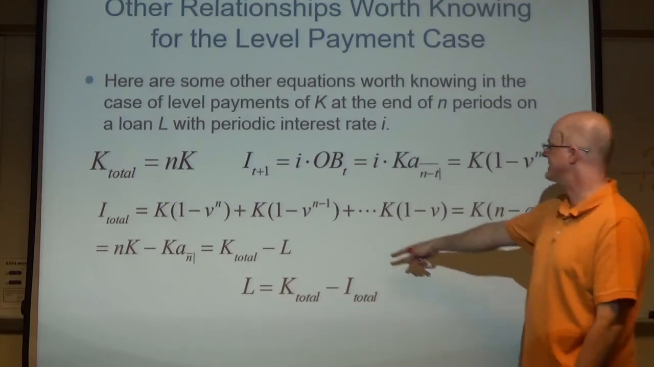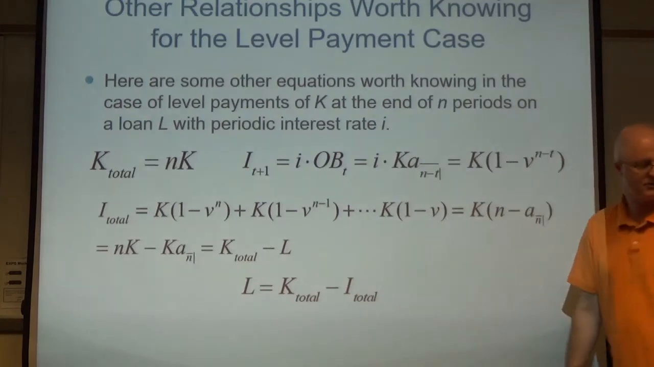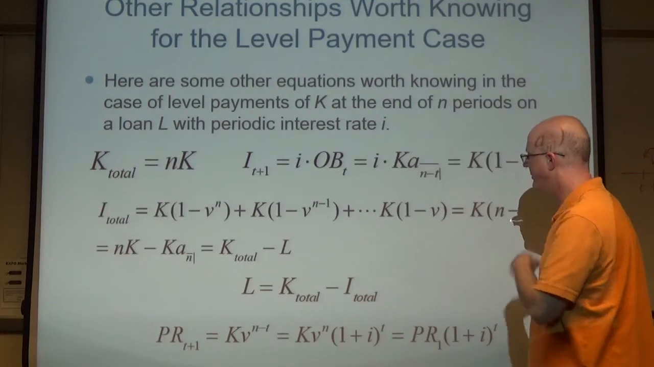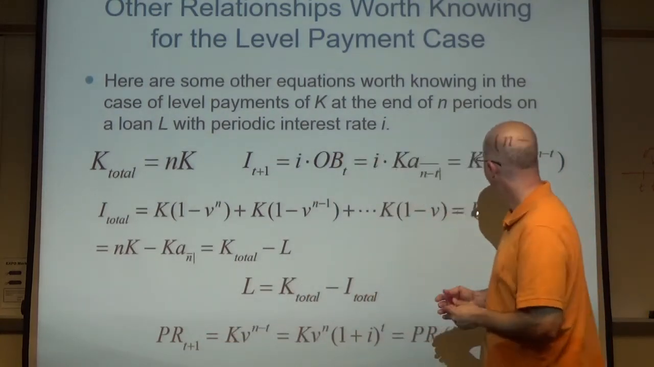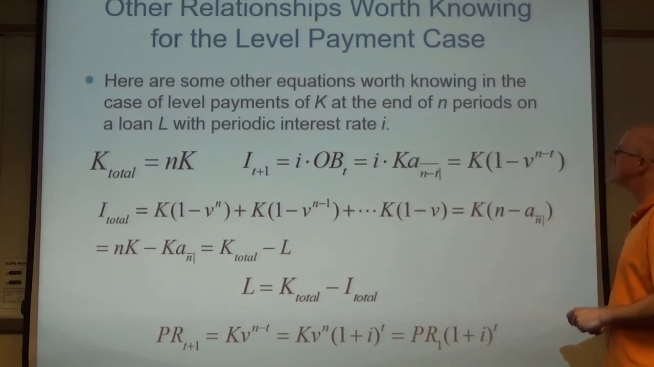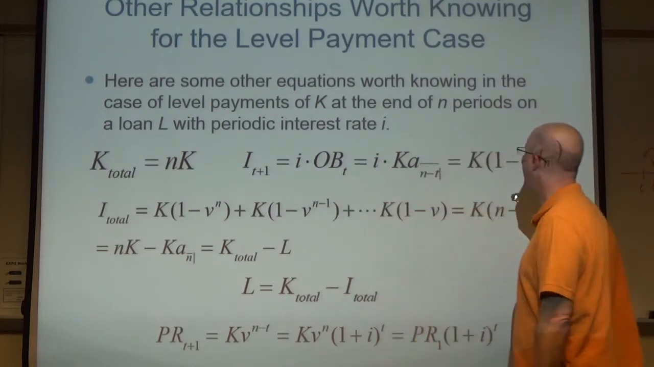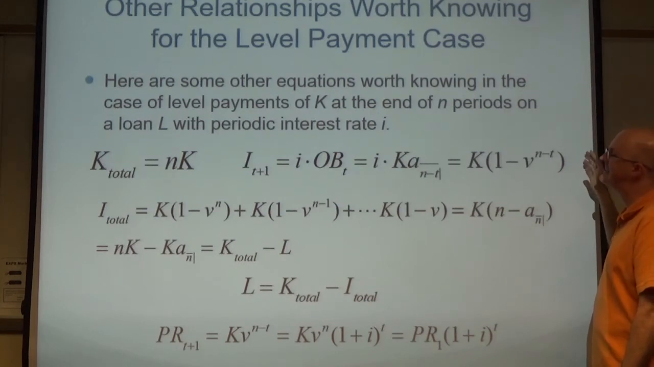You can solve this last equation for L. The loan amount is the total amount of all your payments minus the total amount of all your interest. And you can also figure out simplified formulas for the principal reduction at time t plus 1. Essentially, think of the interest at time t plus 1 as being, what would it be? It would be the interest plus PR would be K. So I would be K minus PR.